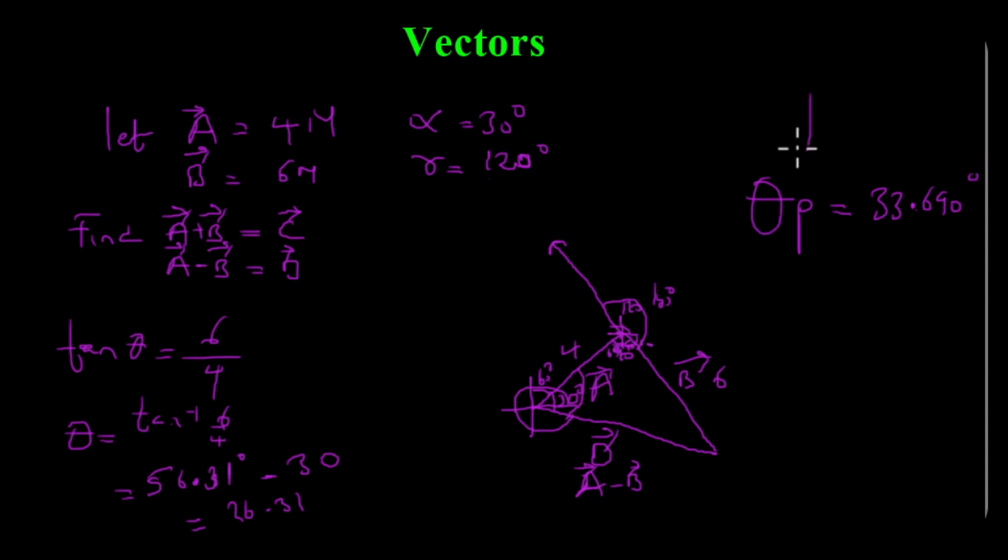The magnitude was square root of 52, then the angle is 33. No, sorry, this should be 333.690, not 33.690. So I hope this is clear. So this is how we add and subtract using our triangle law of vector addition.